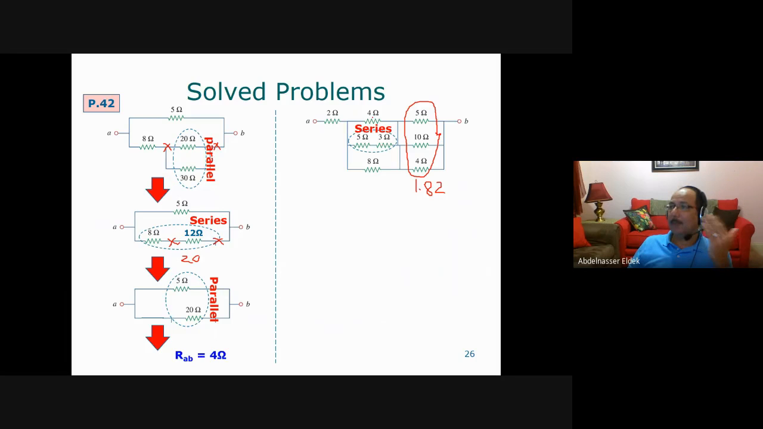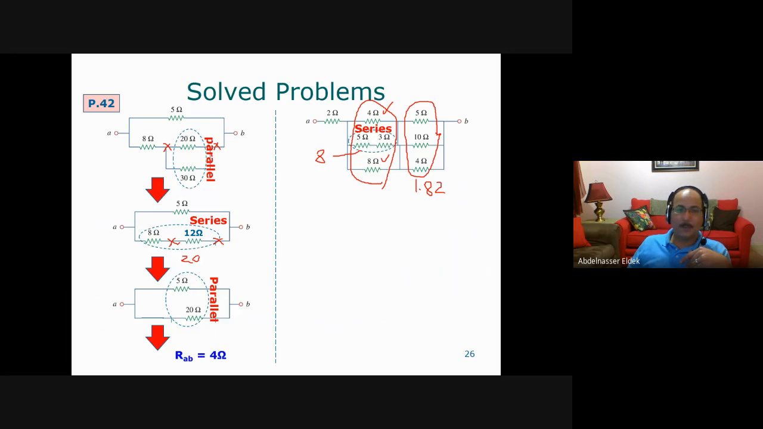Okay. What about here? You have these 2 resistors in series and they are 8. Right? 3 plus 5 is 8. They are in series. And then after that, you will find that these 3 resistors are in parallel: 4, 8, and 8. This is 4, and this one is 8, and this one is 8.